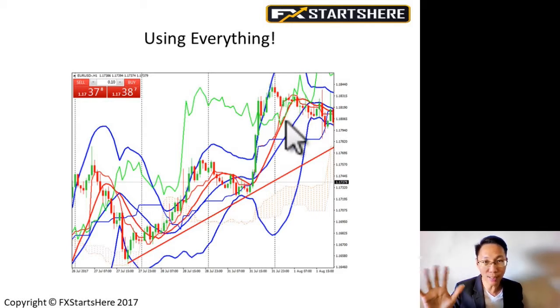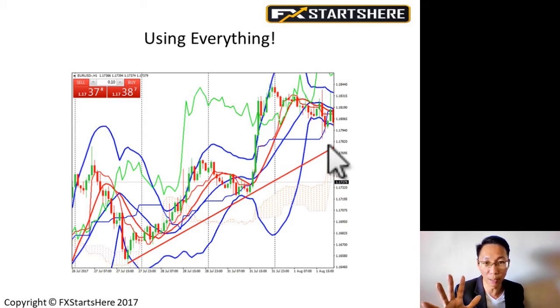No right, no wrong answers here, right? If you're comfortable trading that way, continue trading the same way, all right? If you have been profitable trading like that, continue trading this way, please. Don't change anything. If you're not profitable, then I think you should change something, right?